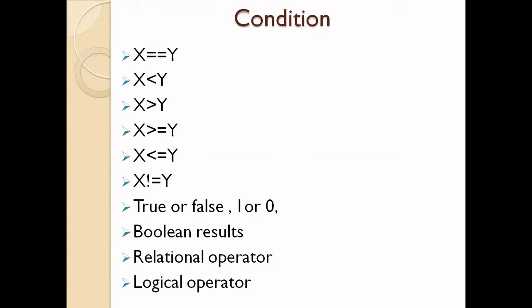For example, logical operators mean the OR operation, XOR operation, NAND operation, AND operation, NOT operation, XNOR operation. There are two values, one is X, another is Y, and you have to do the logical operation, such as AND, OR, or XOR. If the condition is true, it will execute the step. If the condition is false, it will not execute the program.